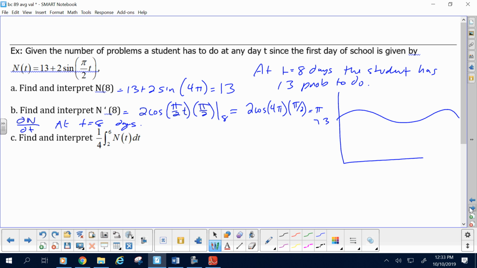The number of problems the student has to do is increasing. Number of problems to do is increasing at a rate of pi what? With units. Pi problems per day. It's a rate. It needs to have rate units. Problems per day. How do you get the problems per day? It's an average. Can averages be not a whole number? Sure, yeah. Okay, so it's good.